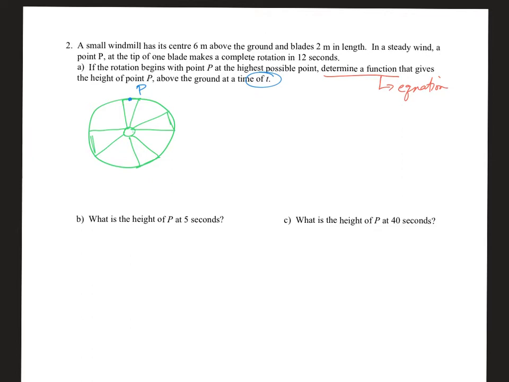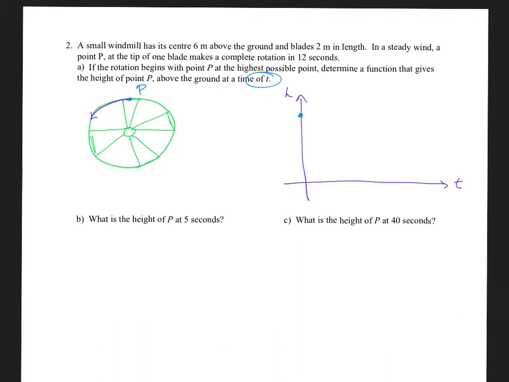So what I'm going to do is come over here and produce a quick set of axes. I'm just going to get rid of that equation up in the top because we now know that's what we need to do. My axes are going to be height versus time. And now I'm going to draw the picture of what happens as P begins to rotate. So the first thing that's going to happen, point P is going to start at its maximum height.